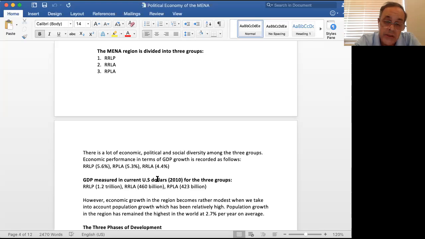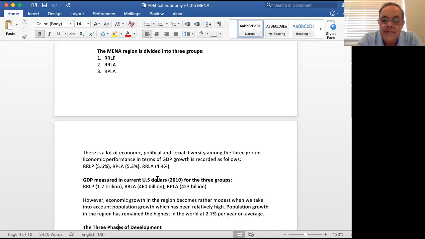Now you may ask the question, how is it that resource-poor, labor-abundant are doing a lot better than the resource-rich, labor-abundant? Anyone has any answer to that? If you read the second chapter, probably you might have gotten some pointers as to why that is the case. Anyone?